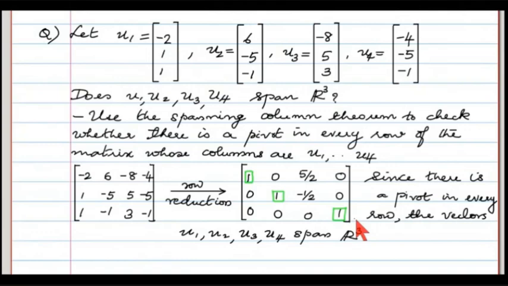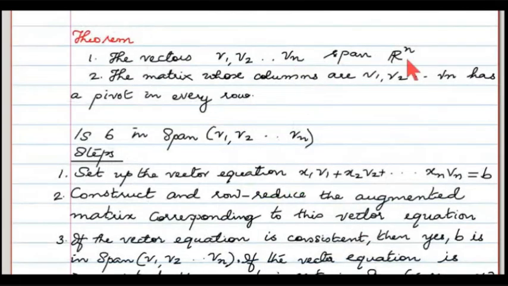Next theorem: the vectors v1, v2, etc., vn span Rn if and only if the matrix whose columns are v1, v2, etc., vn has a pivot in every row. If it spans Rn, it means it has a pivot in every row. Sometimes you will be asked this type of question: is b in the span of v1, v2, etc., vn? You have to follow these steps.